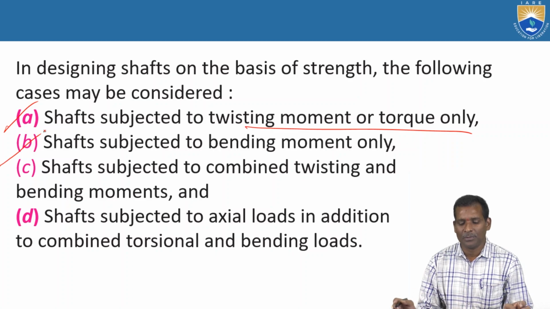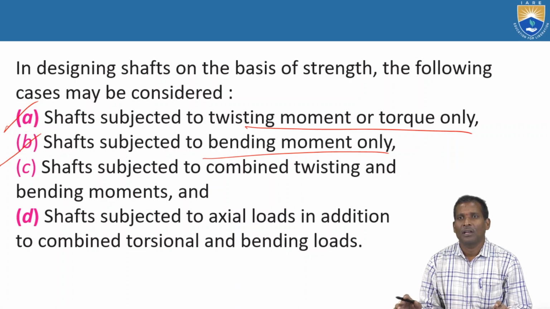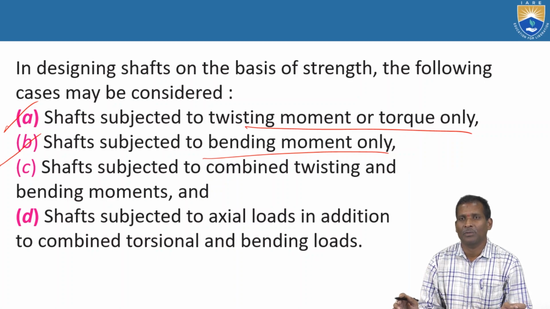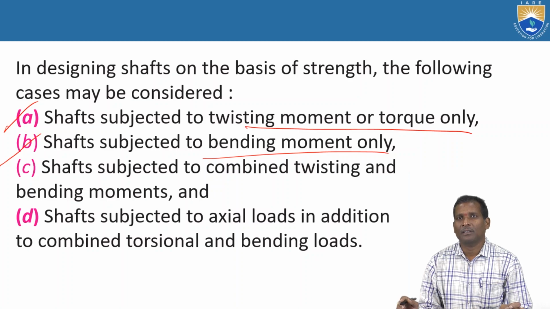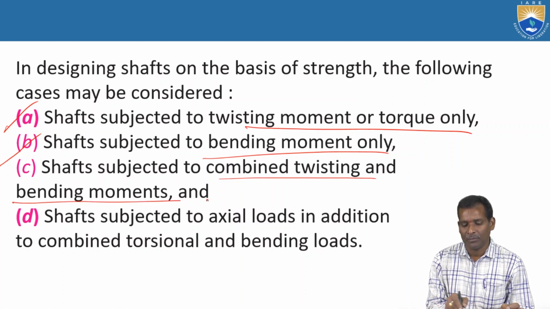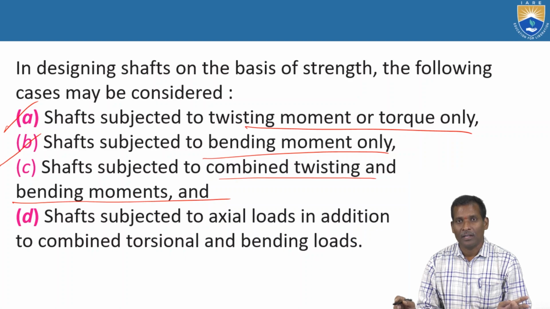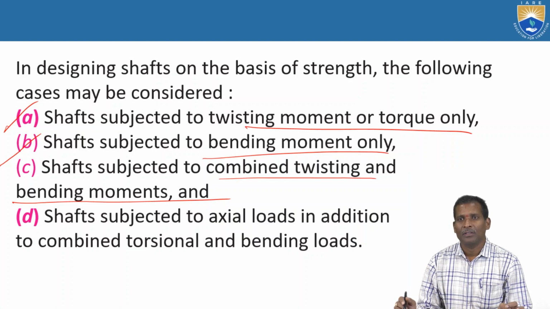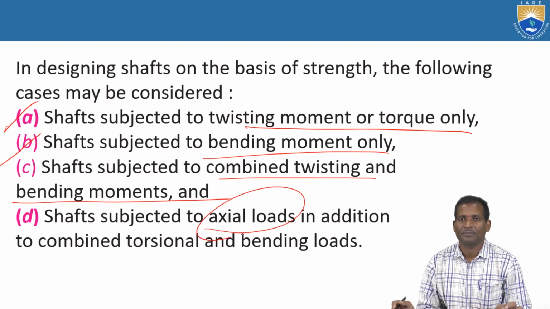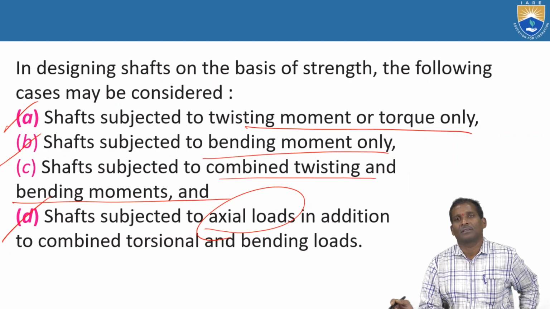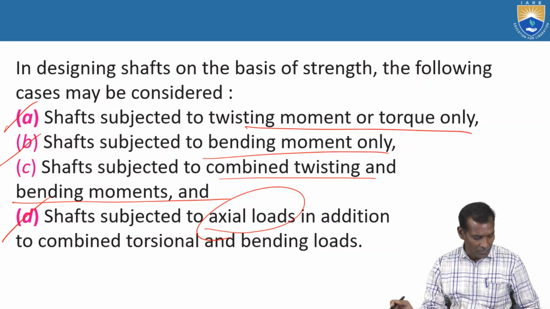Similarly, the second case, shaft subjected to bending moment. In this case, only bending moment, there are no other loads. You have to consider bending moment only while solving the problem. Third one is shaft subjected to combined twisting and bending moment, both twisting as well as bending moment. And the fourth case, in addition to the combined twisting and bending moment, the axial load also will act. These are the cases considered while designing a shaft.